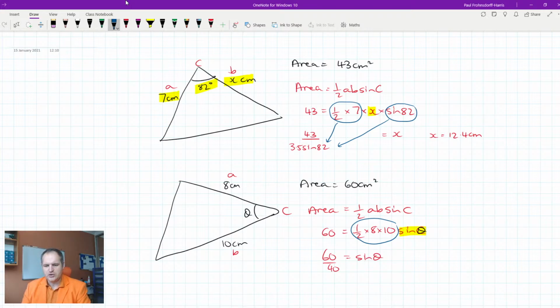And this is the bit that some of my students forgot. To undo sin, it's not a divide, it's not a times, it is a special operation called sine to the minus 1, which is found by getting shift on your calculator before you press sine. Shift, then sine, gets you sin to the minus 1. And if I do shift sine, sin to the minus 1 of 60 over 40, it'll undo it, and it's a maths error.